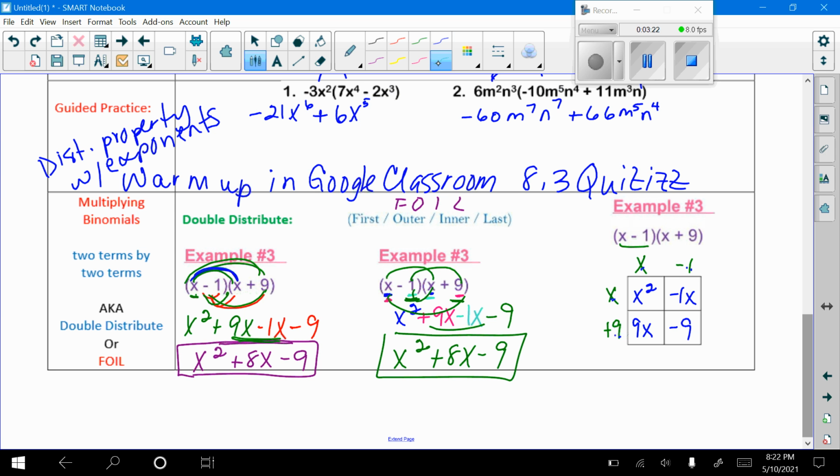With this, what we do is we actually do diagonals. So if I do the diagonals, I'm going to have my x squared. My diagonals, we have to combine like terms because they're both x's, gives me plus 8x. And then the last term is a negative 9. And it ended up being the exact same thing as well. So you can choose to either do it by double distributive, the FOIL, or the box method.